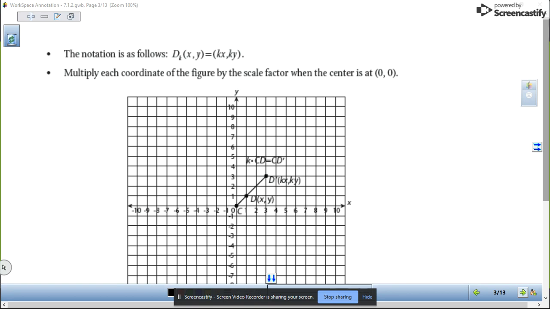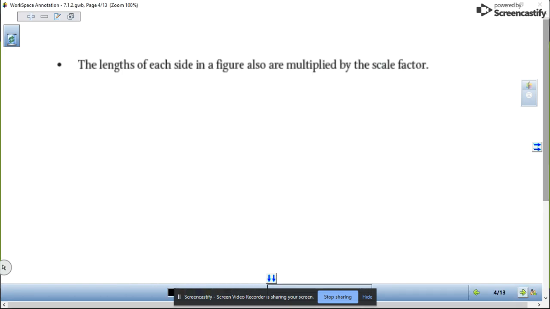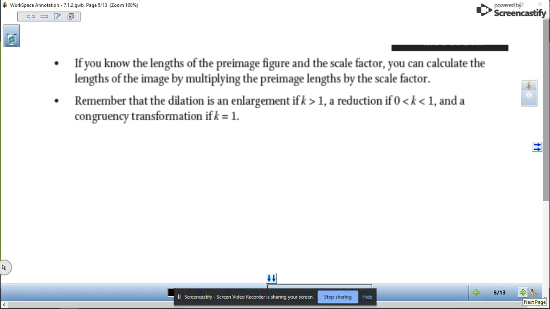So, all right, moving on from that, the lengths of the sides can also be multiplied by the scale factor. We'll see that in an example here in just a second. If you know the lengths of the pre-image figure and the scale factor, you can calculate the length of the image by multiplying the pre-image length by the scale factor. It's an enlargement if k is greater than 1, a reduction if it's between 0 and 1, and a congruency transformation, which basically means it stays the same, if k is 1.